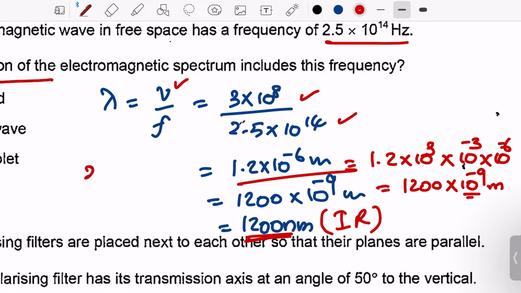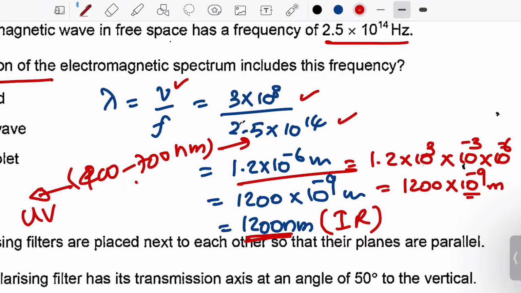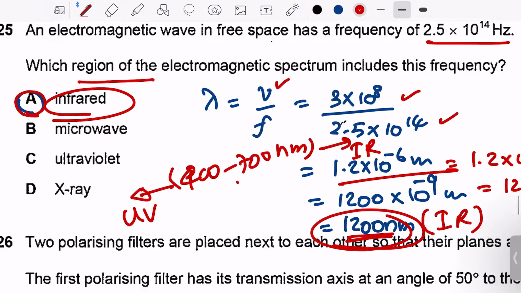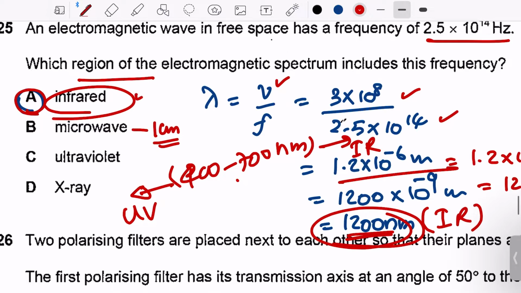We know 400 to 700 nanometer is visible light, right? So below this is ultraviolet. More than this is infrared. So this must be infrared. That's why answer is C. If you go even further, it will be microwave, but that is like the 1 centimeter range. This is not centimeter range, this is micrometer range, so it has to be infrared.